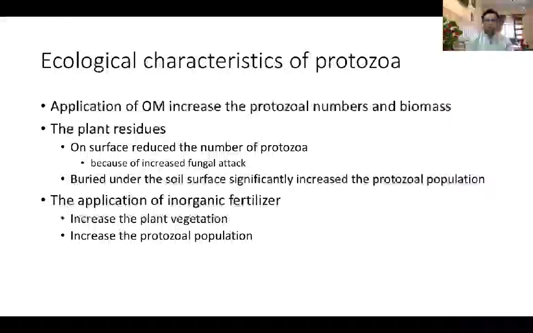Then another thing that I would mention here is the application of inorganic fertilizer. It has been experimented, and it has been observed that whenever we apply inorganic fertilizer to soil, the protozoal population increases. What's the reason behind? Probably when we apply fertilizer, it increases the plant vegetation, it increases the organic matter, and that may be the reason of increase in protozoal population upon application of inorganic fertilizer.